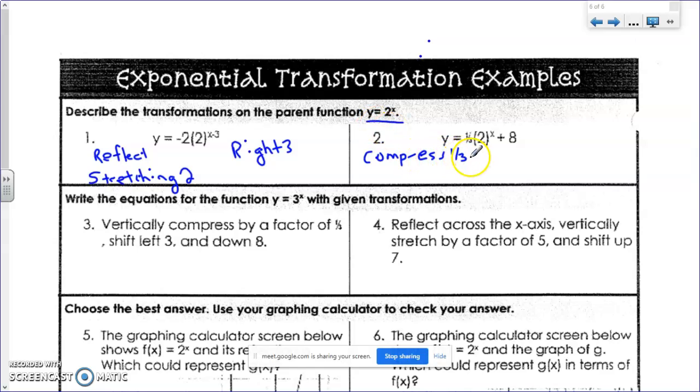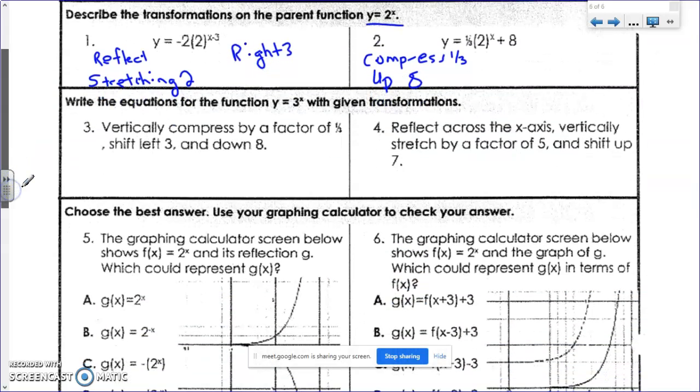Okay, compressed by 1/3. Did it move left or right? No, but it did what? Up 8. Good? All right, number 3, write the equation.